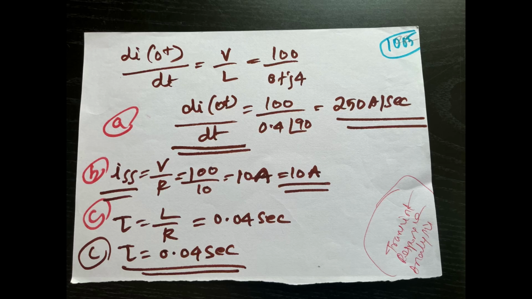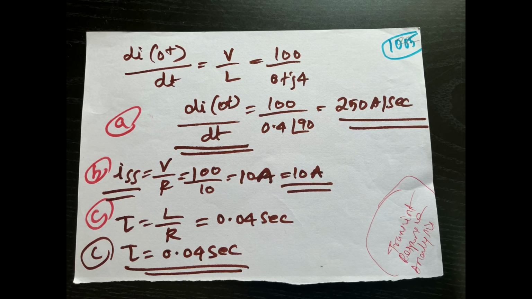That is the A part answer. The B part asks for the final steady state of the current. I steady state we obtain from the slope of the graph. As explained in the previous class, V divided by R, 100 divided by 10, gives 10 ampere. C is tau, the time constant of the circuit. We already obtained the formula: tau is L divided by R. Putting in the values, tau is 0.04 second. That is the answer. A, B and C parts are answered, and the formulas were explained in previous classes.